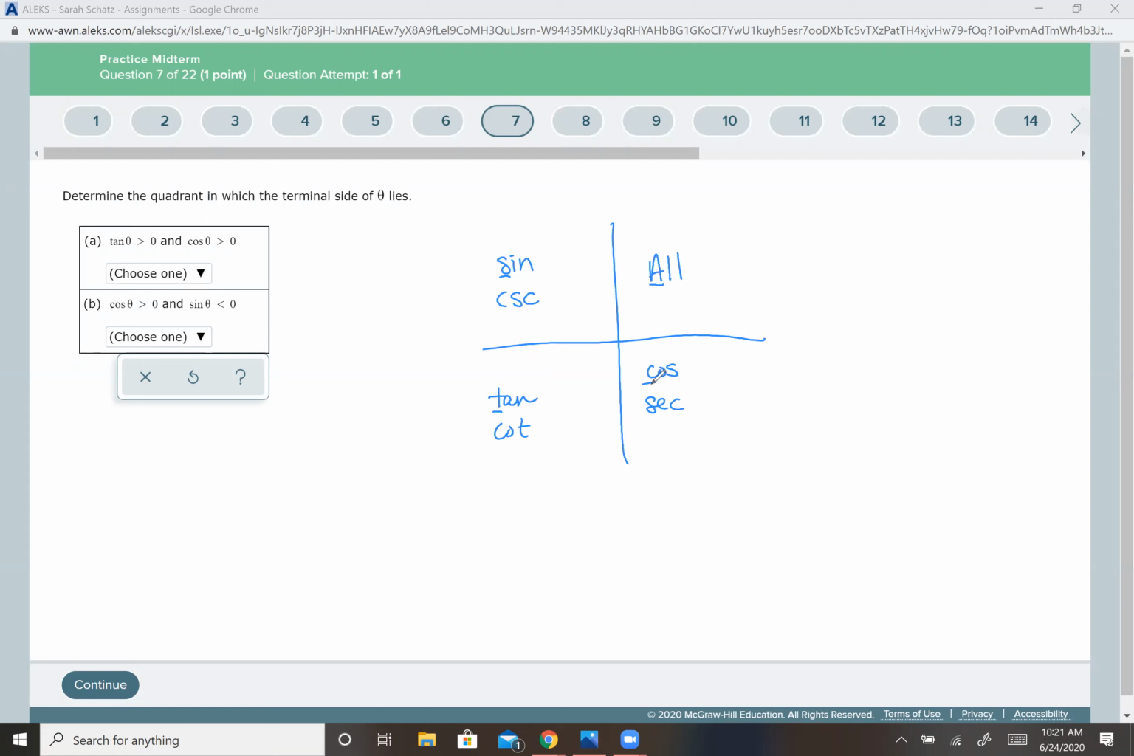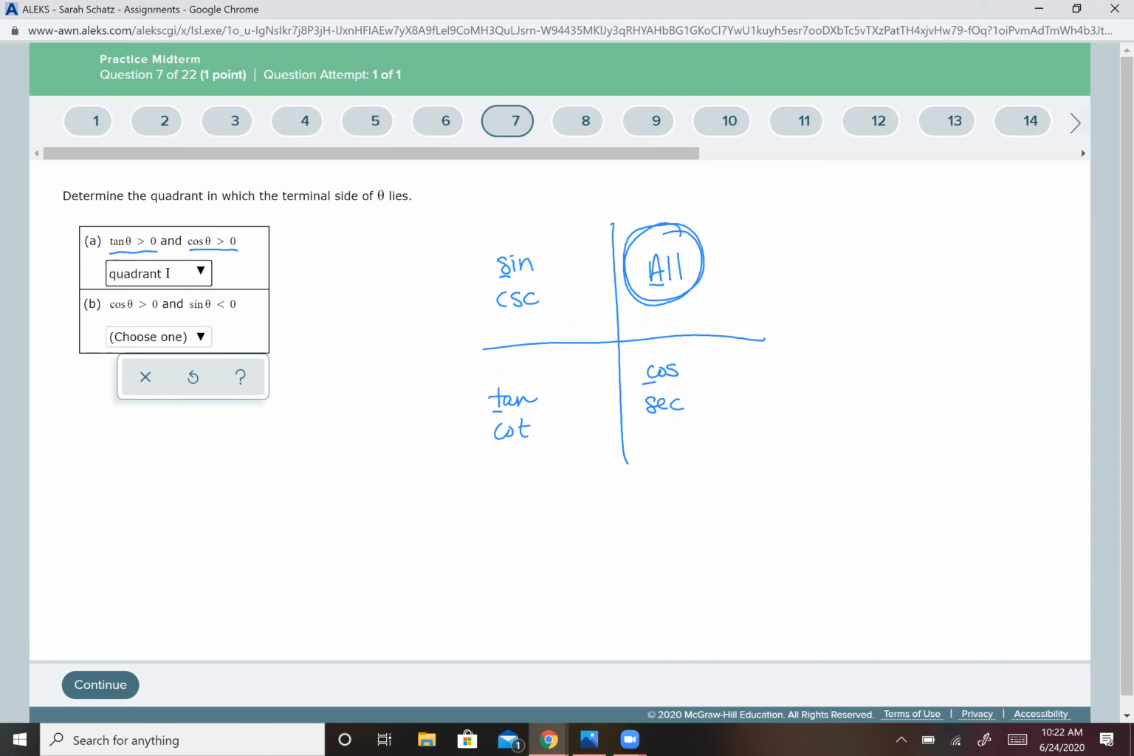Okay, so let's look at the question at hand. It says that for part A, tangent is greater than 0, so tangent is positive and cosine is positive. So you're going to look for the quadrant where both of those are true. Tangent's positive in the third quadrant, but cosine is not. In the fourth quadrant, cosine is positive, but tangent is not. So the only time where they're both positive at the same time is in quadrant 1, where they're all positive. So I click quadrant 1 there.